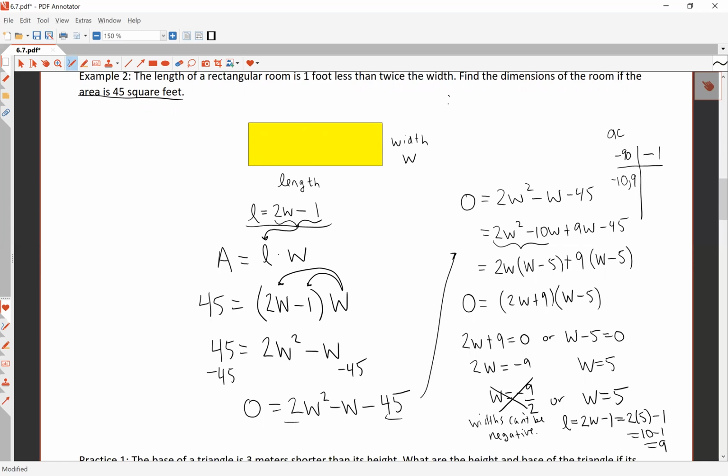So the dimensions are 5 by 9. 5 feet by 9 feet. 5 times 9 is 45. And 1 less than twice 5 is 9. So those are the called for dimensions.